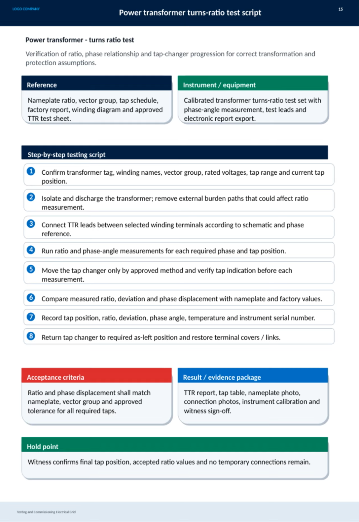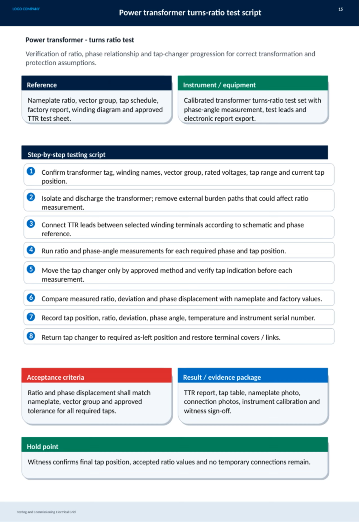The testing involves a clear step-by-step process. First, we confirm all transformer details: the tag, winding names, vector group, rated voltages, tap range, and current tap position. Then we isolate and discharge the transformer and remove any external burdens that might influence the measurement. Next, the TTR leads are connected to selected winding terminals according to the schematic and phase reference.